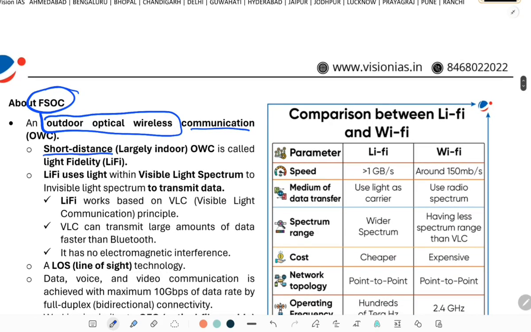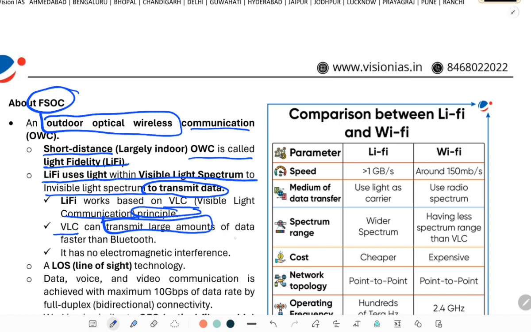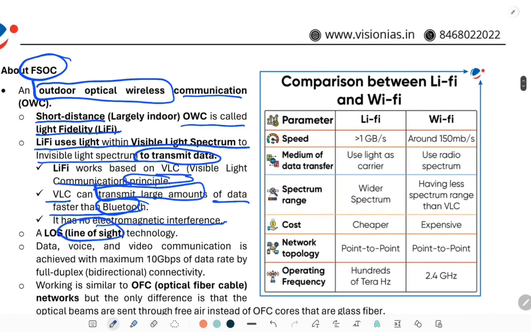A short distance OWC is called light fidelity, LiFi. LiFi uses light within the visible light spectrum to invisible light spectrum to transmit data, and it works based on the VLC, visible light communication principle. VLC can transmit large amounts of data faster than Bluetooth, and it has no electromagnetic interference. It is a line of sight technology, and data, voice and video communication is achieved with a maximum 10 Gbps of data rate by full duplex bidirectional connectivity.